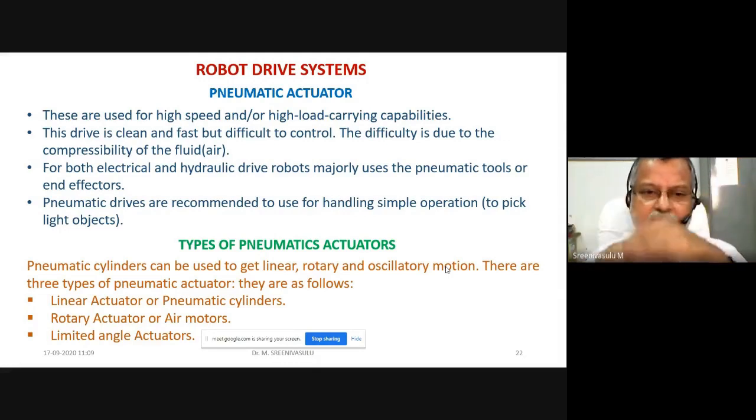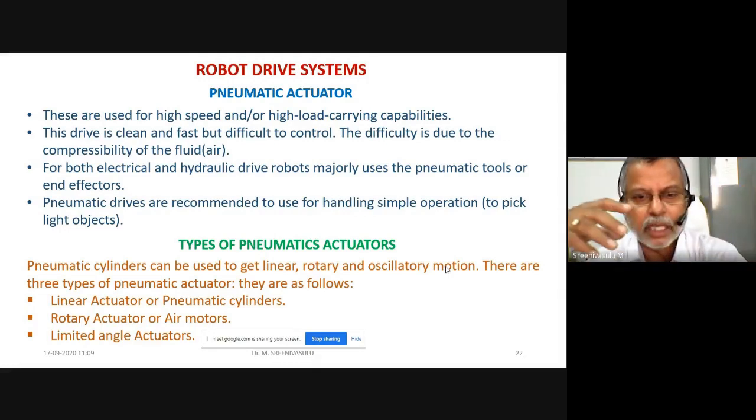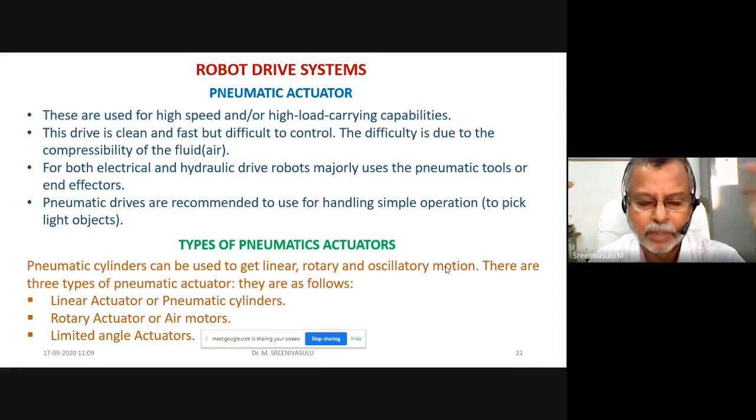And of course, the drive is clean, not exactly, but you cannot compare this with the hydraulic. In the case of hydraulic, whenever leakage happens, hydraulic oil comes out of the device. Whereas here, even if there are certain leakages, the fluid being air, even if it comes out, it will not disturb the environment. It will not spoil the working environment. That is how this drive is stated as clean.